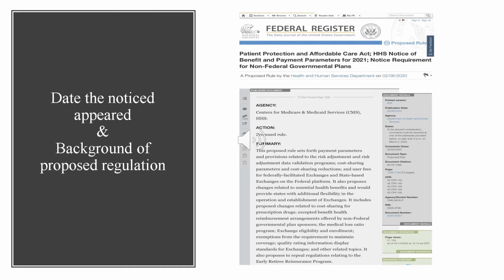CMS is committed to promoting a consumer-driven healthcare system in which consumers are empowered to select and maintain healthcare coverage of their choosing.